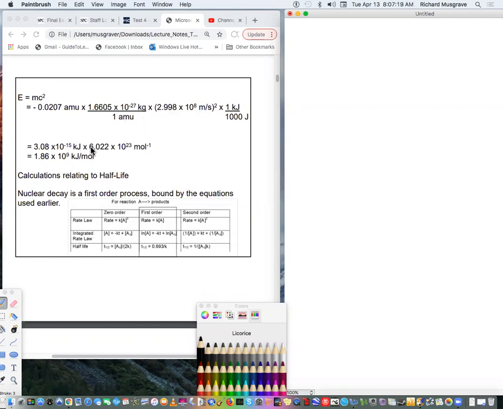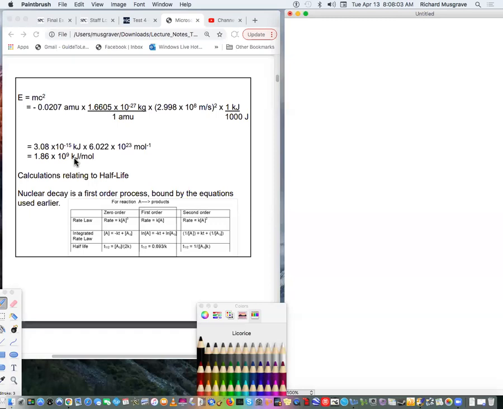If we want kilojoules per mole, we multiply it by Avogadro's number, which is 6.022 times 10 to the 23. And the unit on Avogadro's number is moles to the negative 1. So it's objects per mole, or something per mole, being the number for Avogadro's number. So we end up getting 1.86 times 10 to the 9th kilojoules per mole. So that's a pretty big number. When you consider that most chemical processes, you'd be lucky to get maybe 200 kilojoules per mole out of a chemical process, you can see that 1.86 times 10 to the 9th kilojoules per mole is pretty big compared to what we might get from a chemical process.